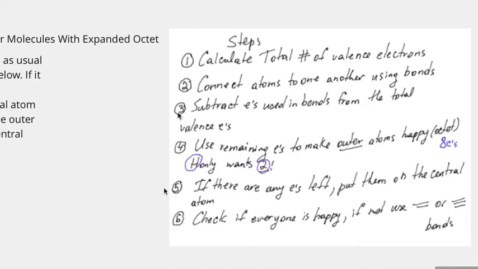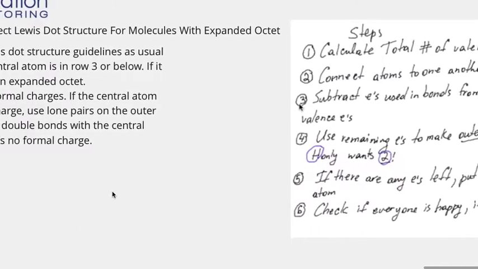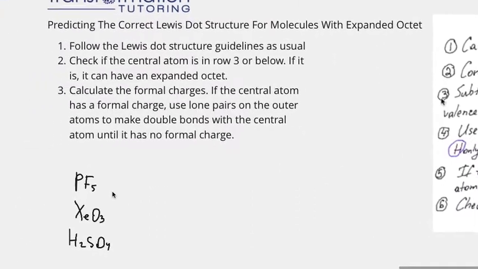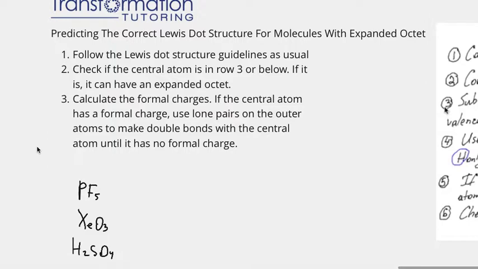We will definitely practice it, so you don't have to worry about reading all the rules. We will go with them one by one. And now we will also talk about expanded octet. So we will have to check if our central atom is in row 3 or below.